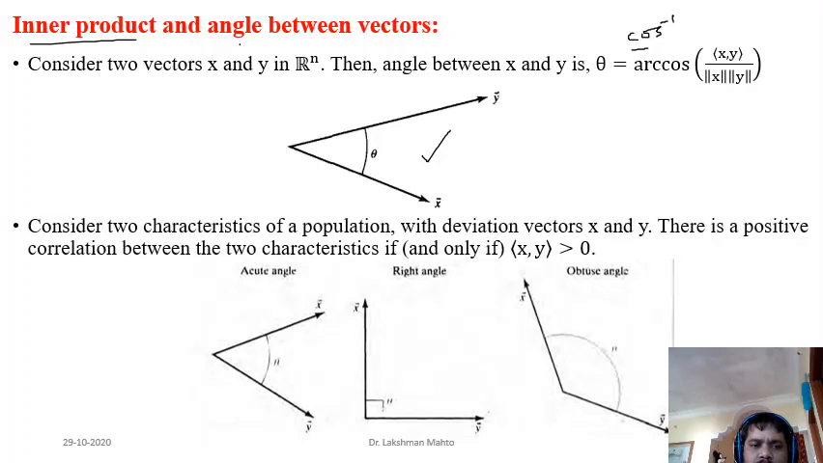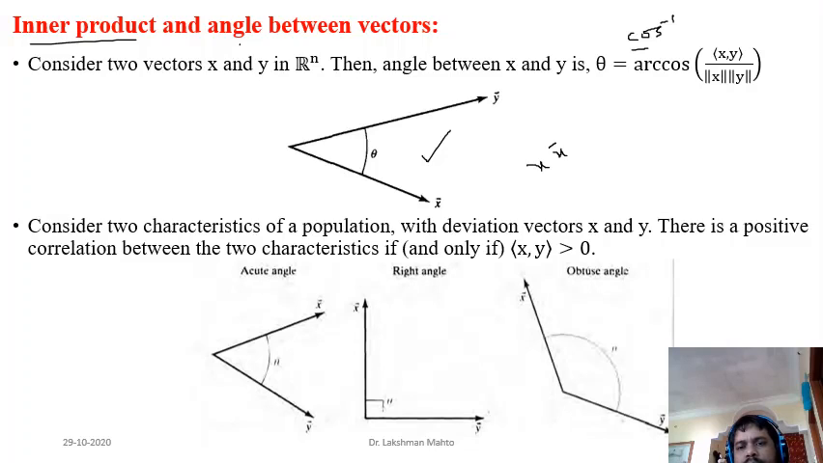Suppose we are having a population, like in one of the examples I had already discussed in one of the classes. If you want to find the correlation between two objectives, how can you measure that correlation? You can measure that correlation with the help of the inner product as well. Consider two characteristics of a population, like height and weight. Here x and y are deviation vectors. That means x and y have been deviated by the mean. Initially we had some data, then we took the mean of that and we deviated it.